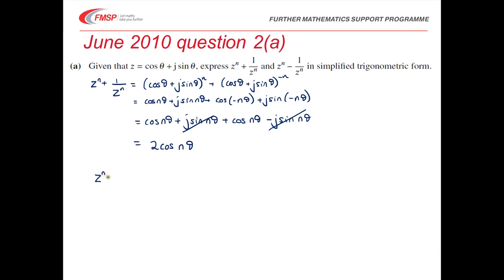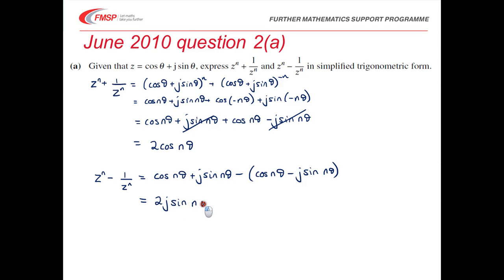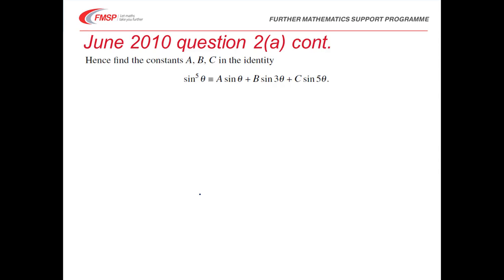Then I've got to do z to the n minus 1 over z to the n. And I don't need to redo the working I've done before. I can just note that that's cos n theta plus j sine n theta minus cos of n theta minus j sine n theta. This time the cos terms cancel and I get 2j sine n theta. Then I've got to find A, B and C in that expression.